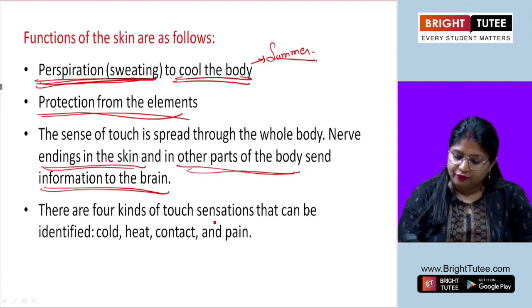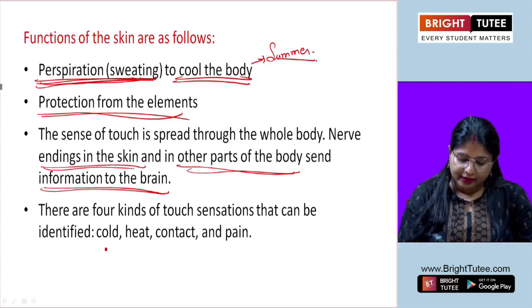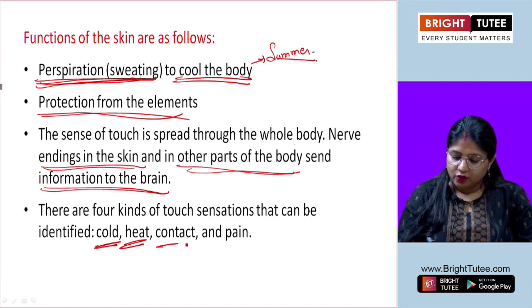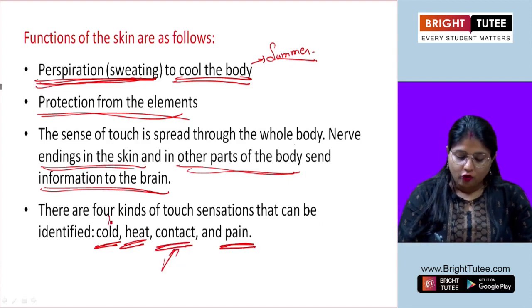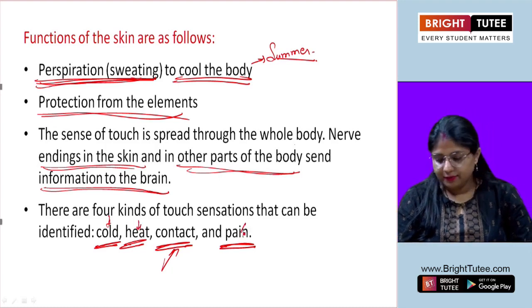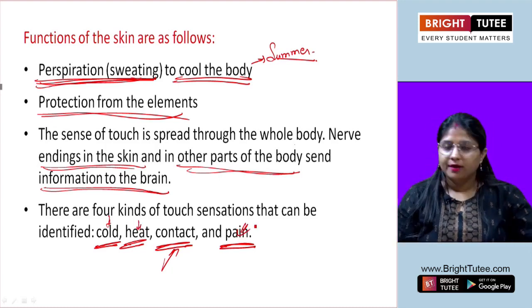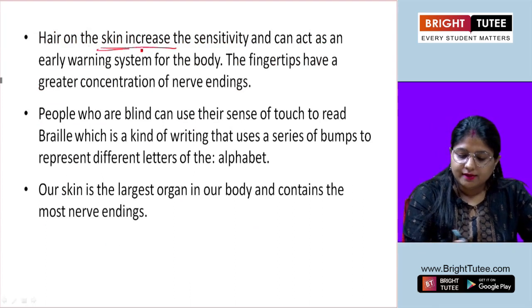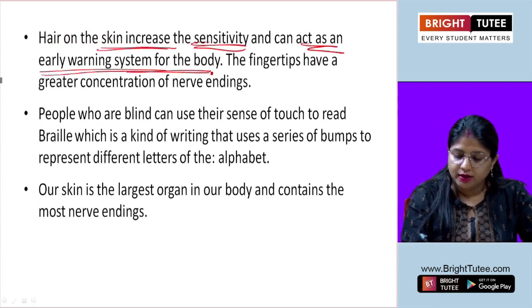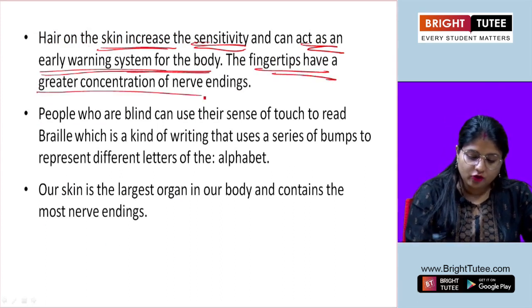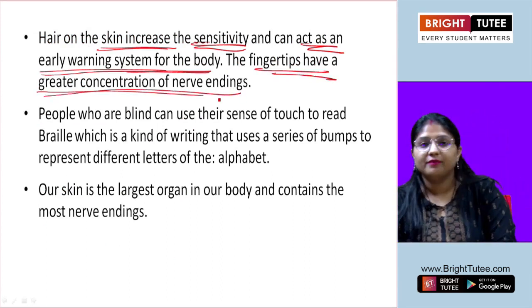There are four kinds of touch sensations that can be identified: cold, heat, contact and pain, right? So contact is the one which I was talking about, cold is temperature, heat again is temperature, and pain is the pain receptor, right? Hair on the skin increases the sensitivity and can act as an early warning system of the body. The fingertips have a greater concentration of nerve endings. Now this is something very important.